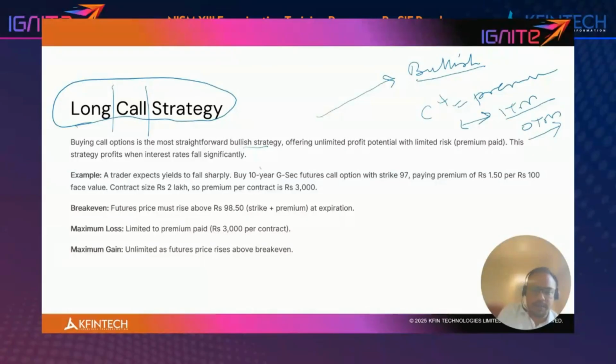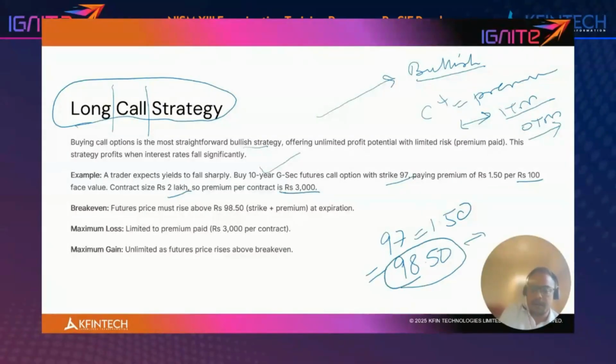You can see the example, a 10-year G-Sec future with a strike of 97 and a premium of 1.5. So the break-even becomes 98.5 if you add it. If the future price goes above 98.5, I will be in profit. What is the maximum loss? The maximum loss is the premium that I've paid because this is a buy call option.